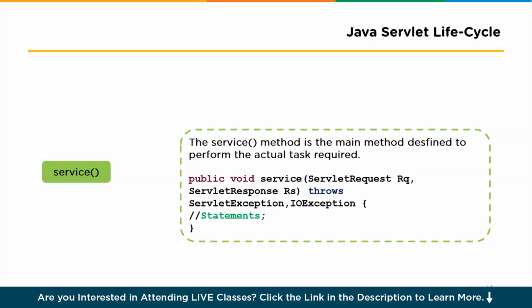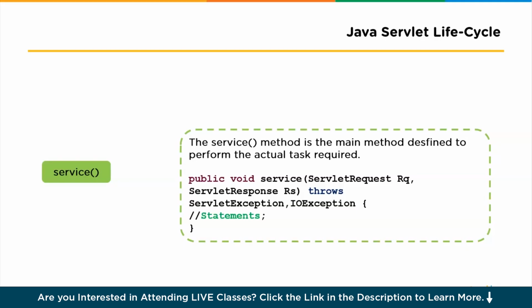The service method checks the HTTP service type and accordingly performs the CRUD operations, which are get, post, put, delete, etc., and calls doGet, doPost, doPut, doDelete, etc. methods as appropriate. The service method is called by the container, and the service method invokes doGet, doPost, doPut and doDelete, etc.